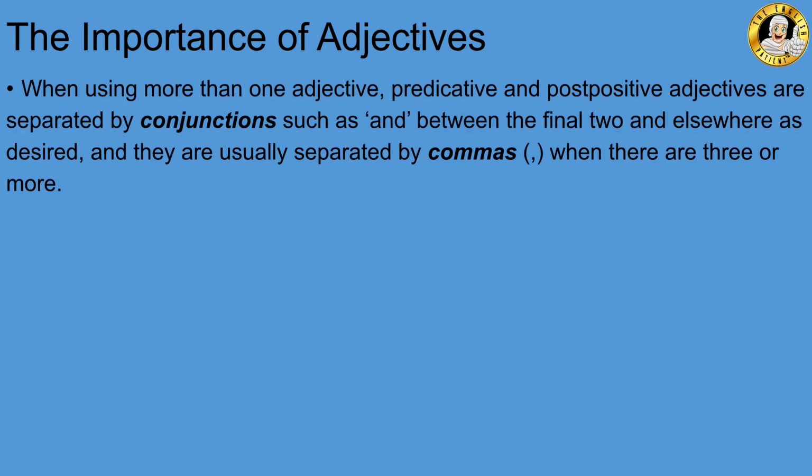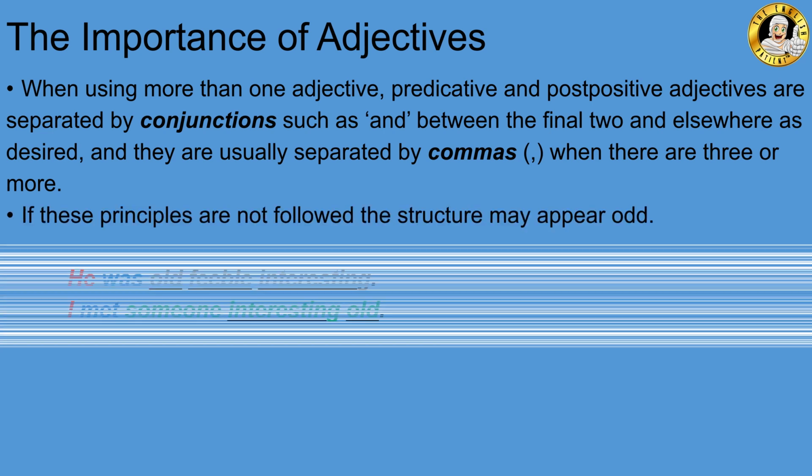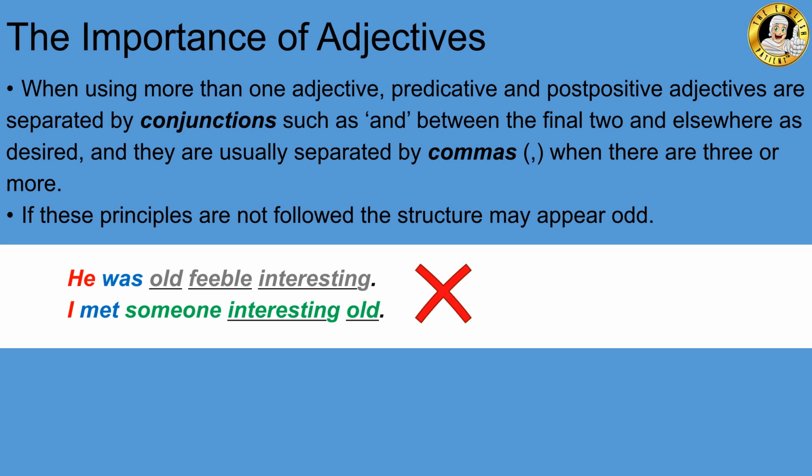Now, when using more than one adjective, predicative and post-positive adjectives are separated by conjunctions, and conjunctions are words which join things together. An example, a very common example, is "and." These will be between the final 2 at least, and elsewhere if you wish, depending on how you wish to express yourself. And they are usually separated by commas when there are 3 or more. Now, if these principles are not followed, the structure can appear to be a little odd.